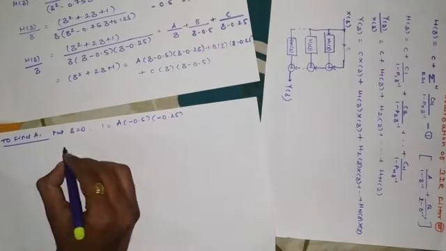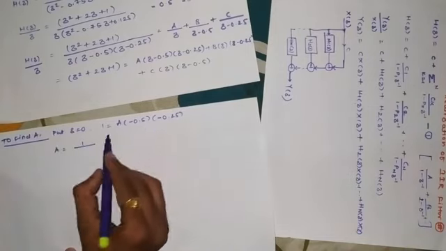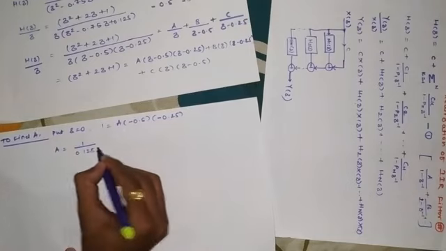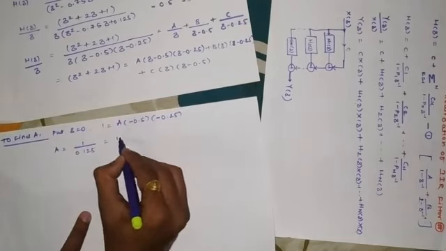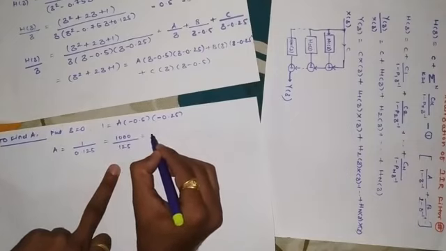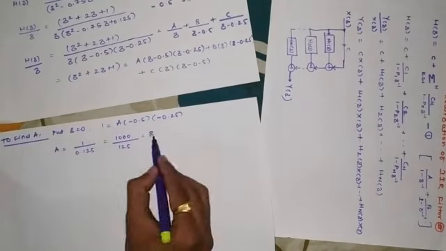So you can write this term. It is nothing but A is equal to 1 divided by minus into minus will be plus 0.5 into 0.25, which will be 0.125. So you can write this simply as 1000 upon 125, that is nothing but 8. That means our first coefficient value is A is equal to 8.